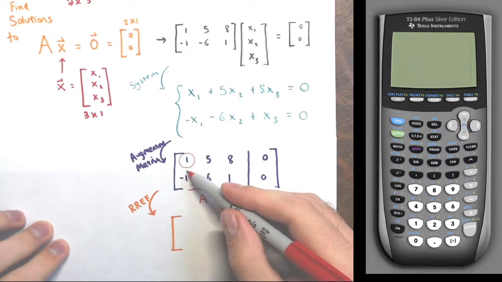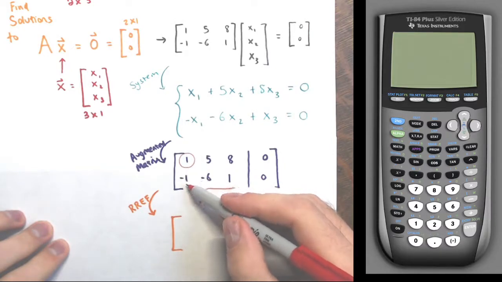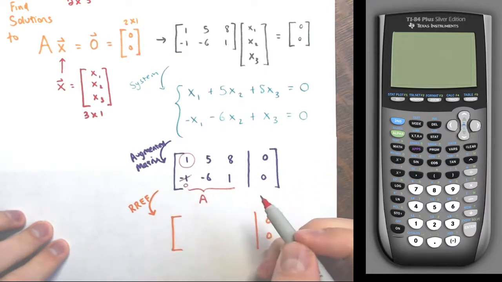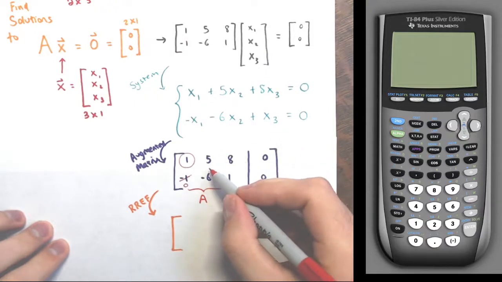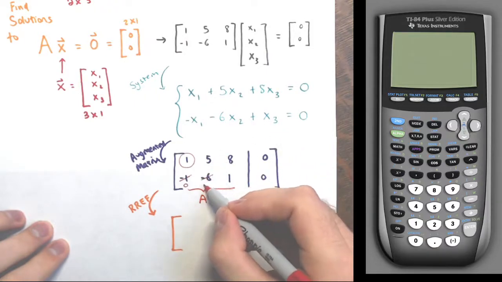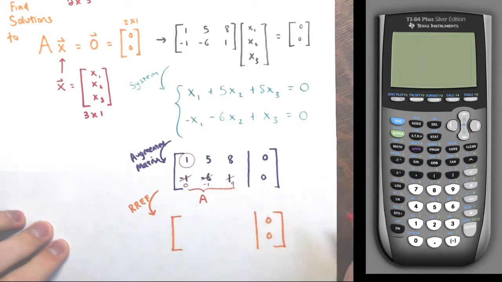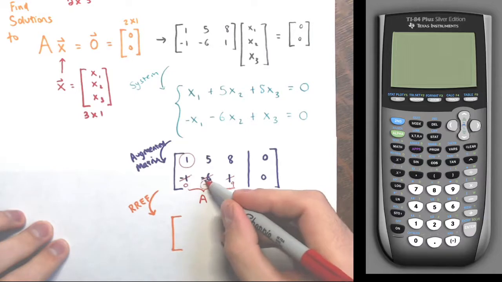So I would just simply add these two rows together to get a new second row. So 1 plus negative 1 would give me the 0 that I wish for down there. 5 plus negative 6 would give me negative 1. 8 plus 1 would give me 9. And then again, 0 plus 0, no biggie. Then, looking at the second row now, I'm done with the first row's pivot position. The second row has a pivot position. The first non-zero entry is here, at negative 1.